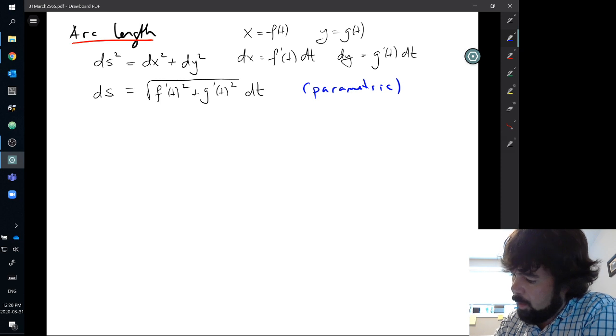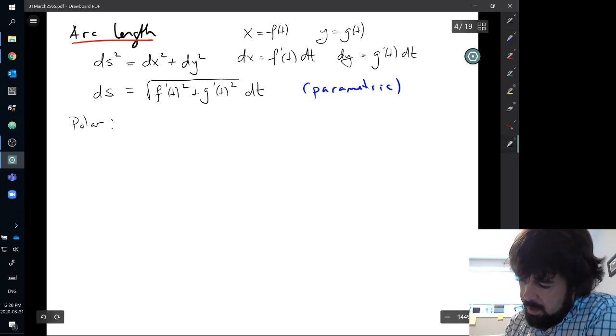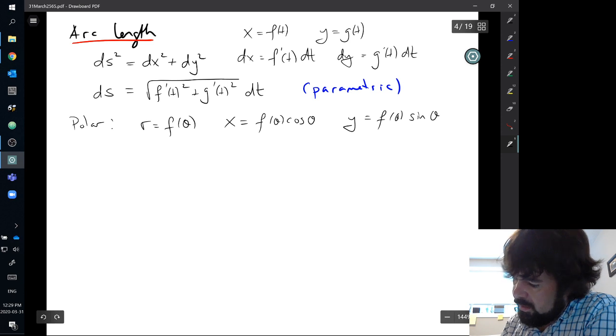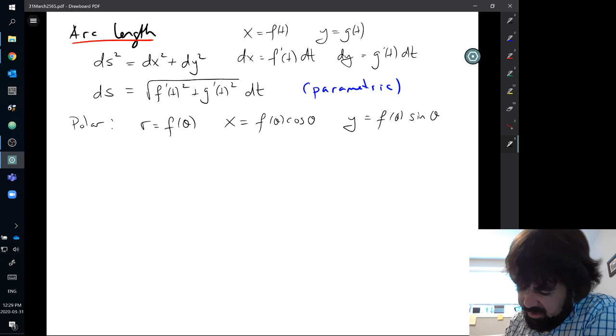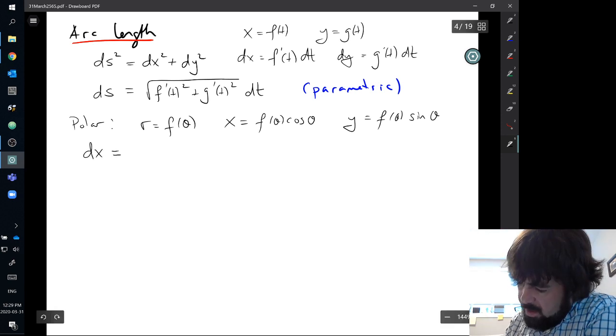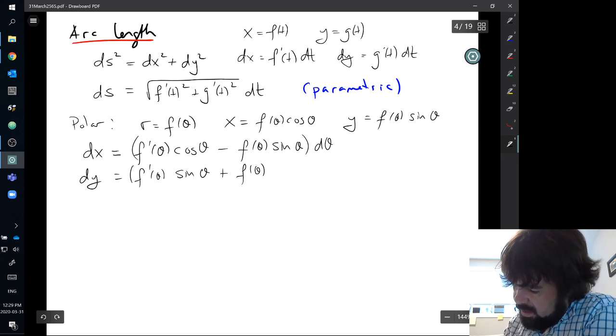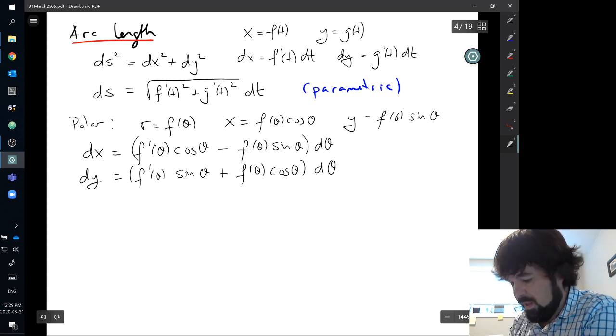Now, what if you're doing a polar curve? Well, for polar, if r is equal to f of theta, then x is f of theta cos theta, y is f of theta sine theta. And so when you calculate dx, you get f prime of theta cos theta minus f of theta sine theta, product rule. For dy, you get f prime of theta sine theta plus f of theta cos theta, again product rule derivative.